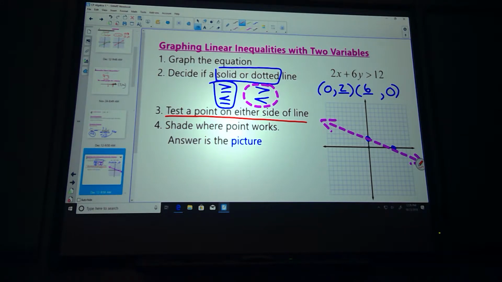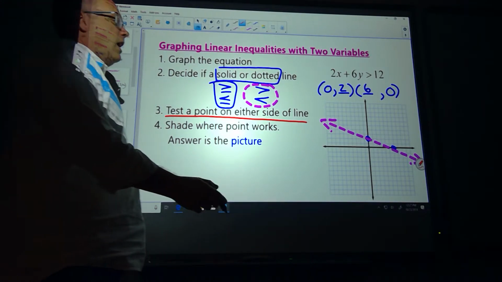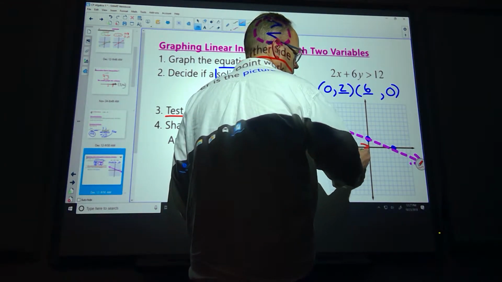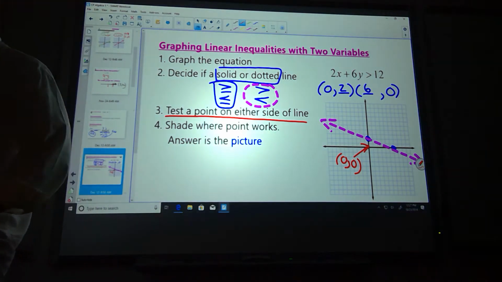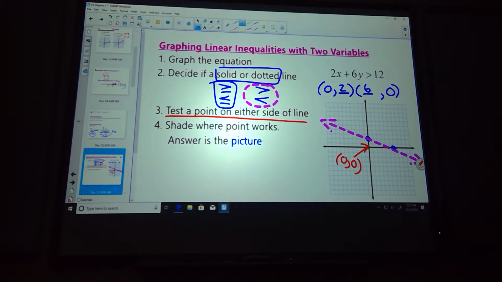So I need to figure out a place on our graph that our line isn't going through. Our line only goes through there. So do you think there's a lot of points we could pick? What's a really easy point to pick? 0, 0. As long as our line doesn't go through 0, 0, that is the test point of all test points. So 0, 0 is a great test point, as long as the line isn't going right through it. If the line goes through it, then we have to figure out something else. It could be like 5, 0 or 0, 10 or something like that.